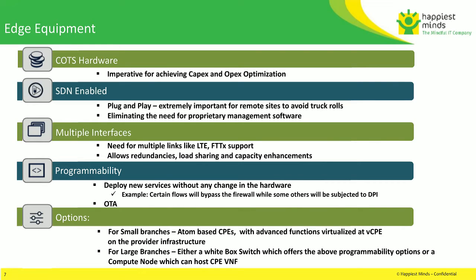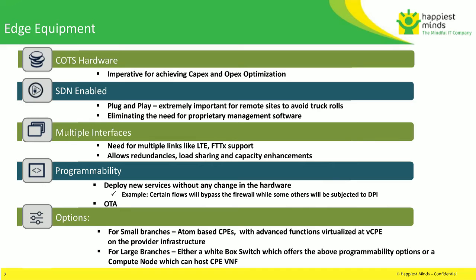The third point is again tying back to what we discussed on the availability of multiple connectivity options. So the device should have multiple interfaces, like it should support fiber as well as wireless technologies like LTE. This allows redundancy, so in case there is a cable cut and those kinds of failures, then the traffic can be steered onto a wireless link. Also it can allow the sharing of load between these link options.